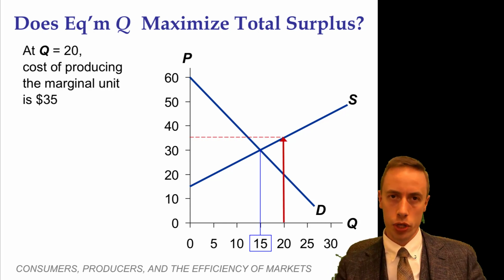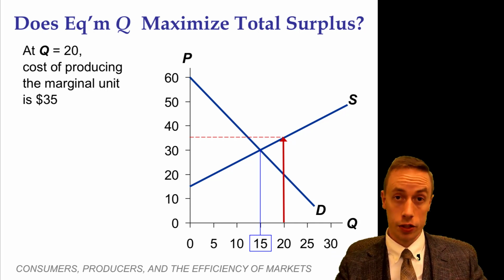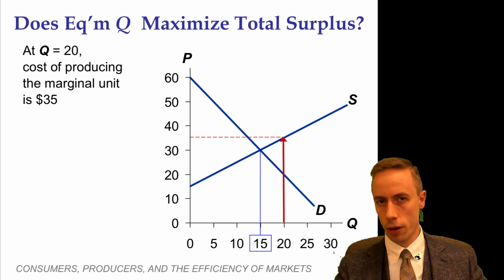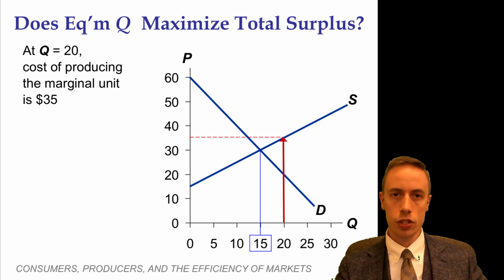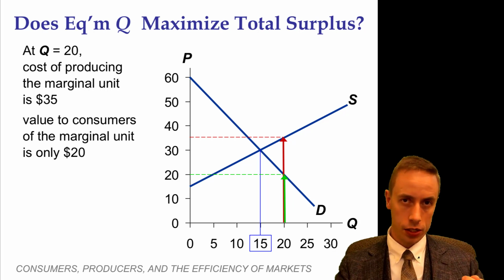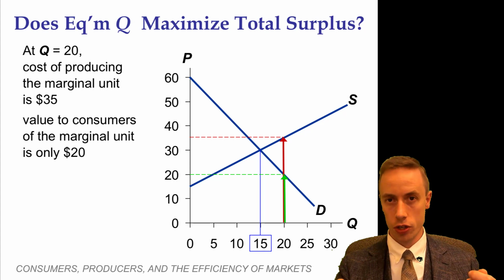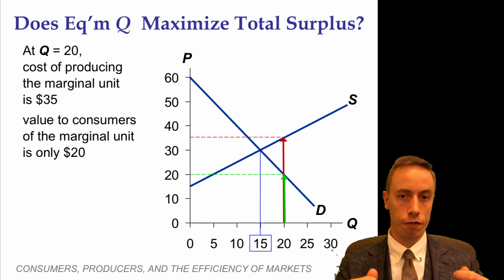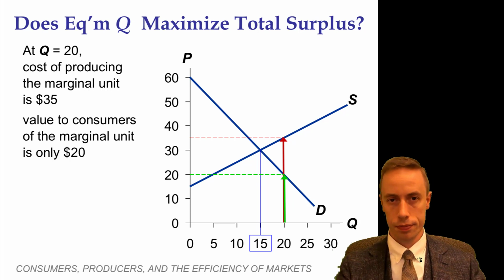Shoe number 20 has a production cost of $35, the height of the supply curve at quantity 20. What would be the value of shoe number 20 to the person who receives it? Well, let's look at the height of the demand curve. That's a lower number. The value of this shoe is only $20. If we were to produce this shoe, it would lower total surplus. It would give us $20 on the value side, but add $35 on the cost side. Total surplus would fall if we were to produce this shoe. From a total surplus standpoint, we should not produce shoe number 20.